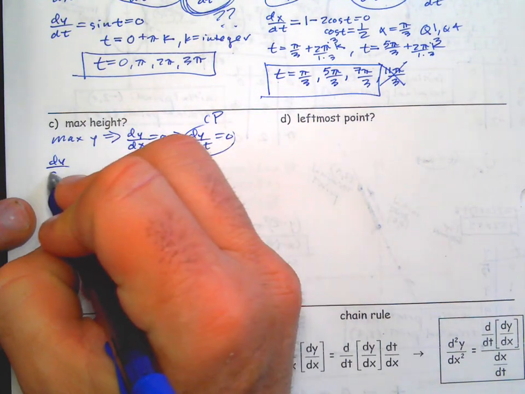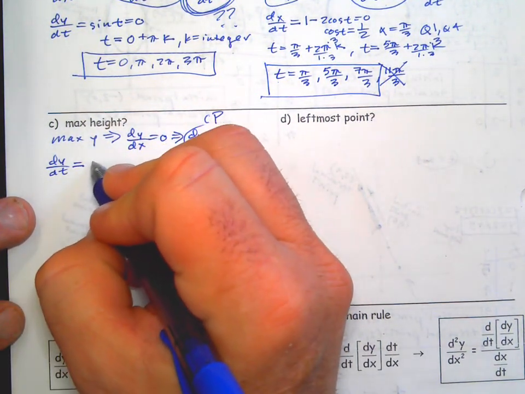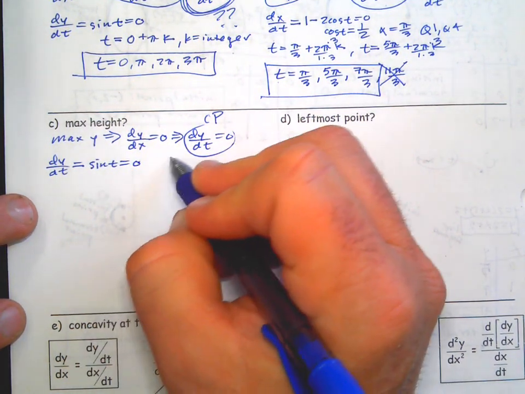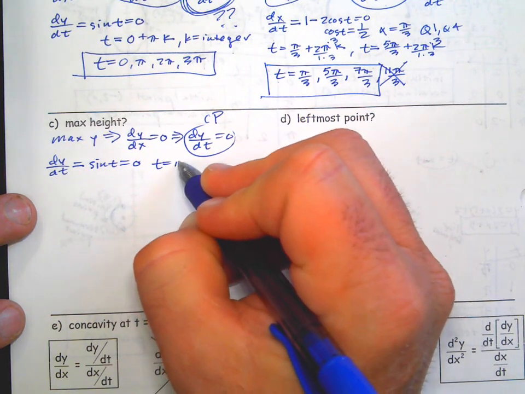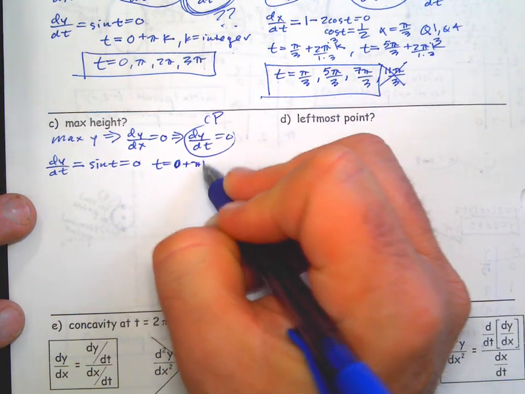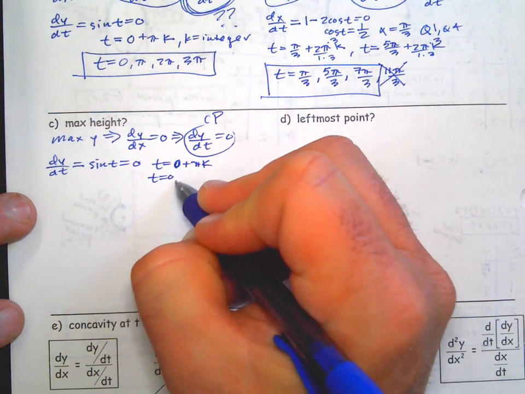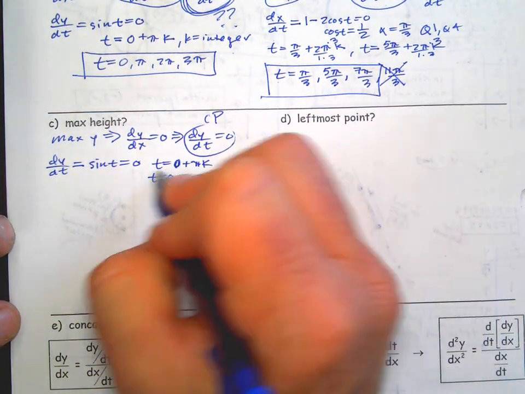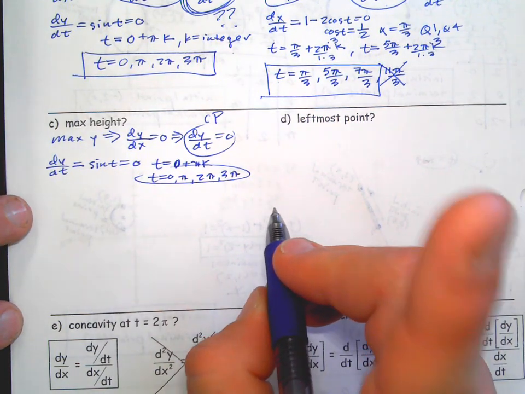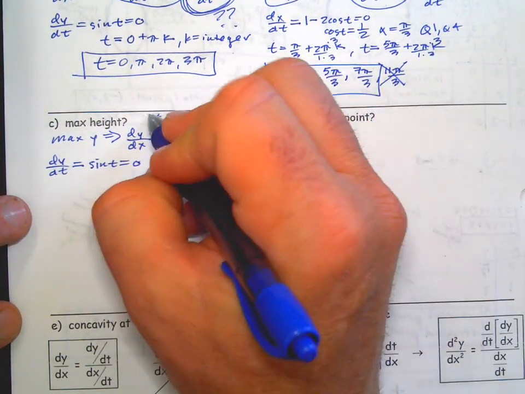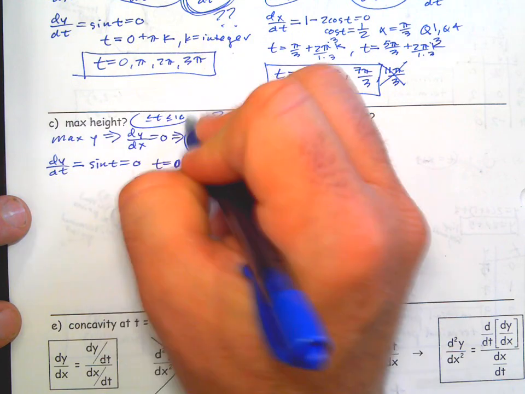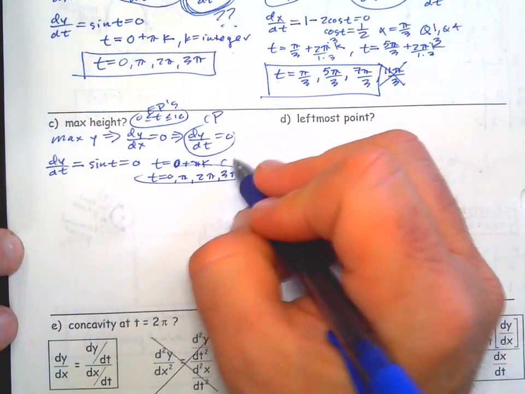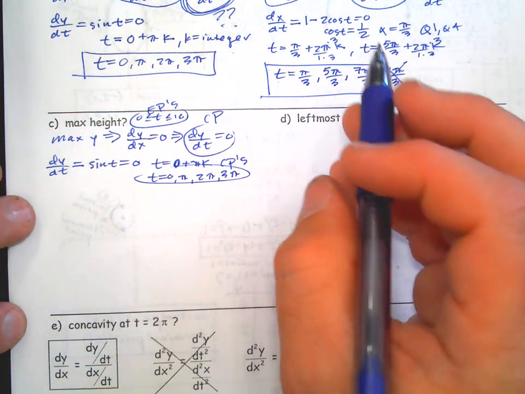So dy/dt equals positive sine t equals 0. I mean, we already kind of did some of this work. t equals 0 plus pi k. So t equals 0, pi, 2 pi, 3 pi. So these are candidates to look at, but we also should check the endpoints. The endpoints are 0 to 10, right? These are critical points. So we're just doing EVT like we've been doing.